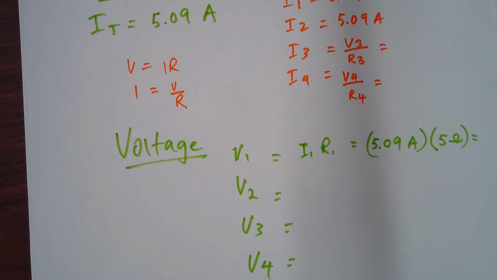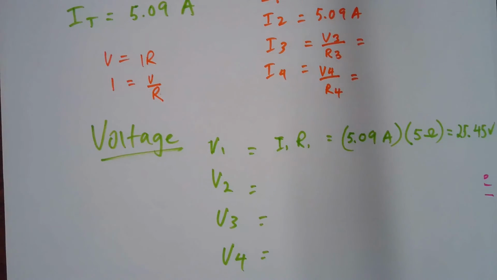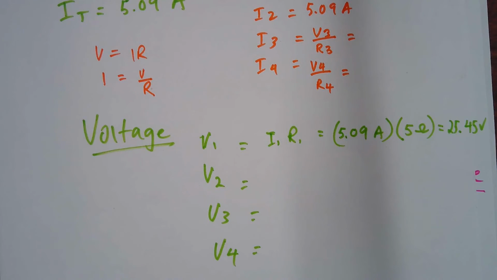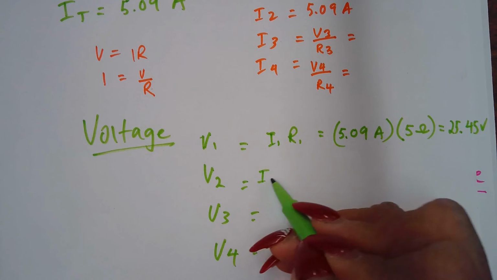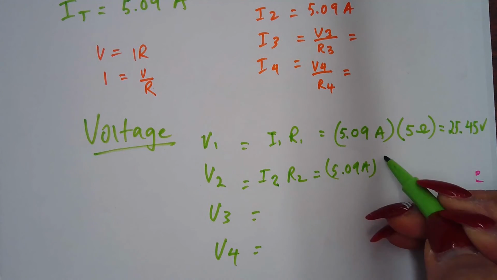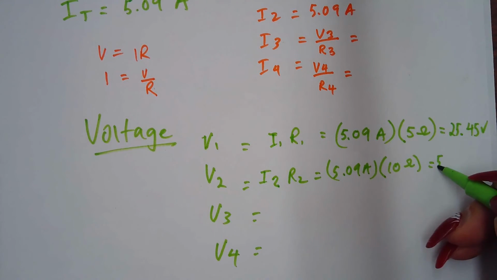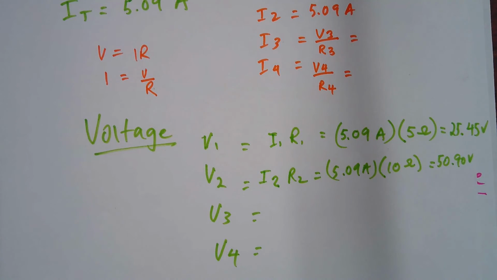Because remember, in series, the voltage will be different from the total one. So what's 5.09 times 5? 25 point something, right? So let's keep it to 2 decimal places. 25.45 volts. So we know the volts for V1. What about V2? It will be I2 R2. So 5.09 amps. It will be exactly double because this is 10 ohms. So what did we get? 50.90 volts. So far so good?